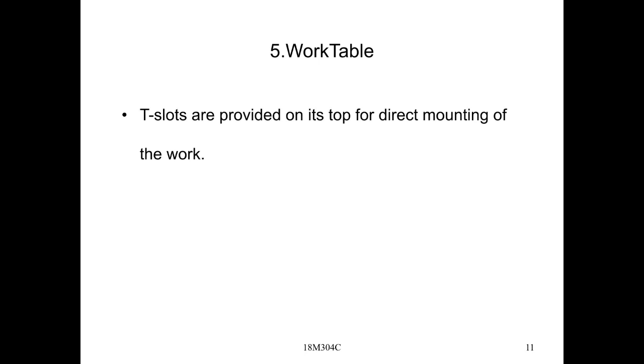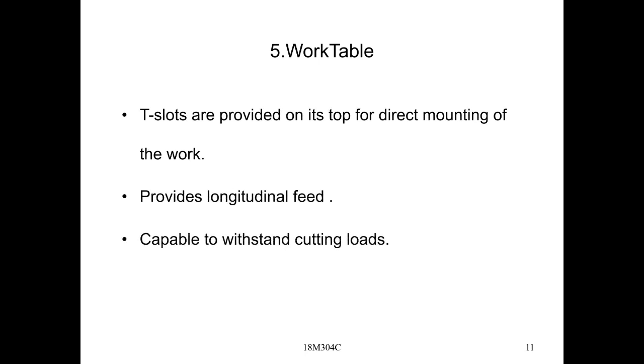Next one is the work table, right? What is its main function? Supporting of workpieces. The workpiece is always placed on the table, right? It consists of T slots provided on its top for direct mounting of the workpiece. Direct mounting means workpieces of uneven shapes, like C shape or Z shape or any other type, the easiest way to hold them is directly with the help of T slots. So that is the main thing.